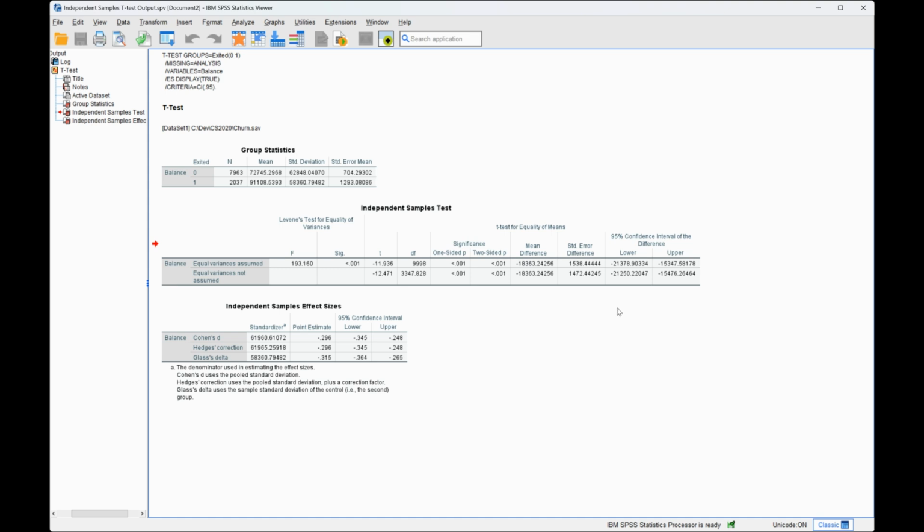Confidence intervals are helpful because they give us not just a single number, but a range of likely values. So instead of saying the difference is exactly 18,363, we say it's probably between these two amounts. That gives a more realistic and informative picture.